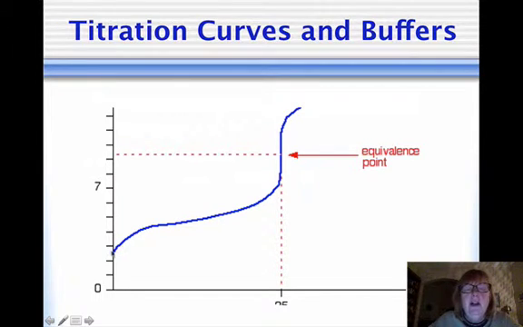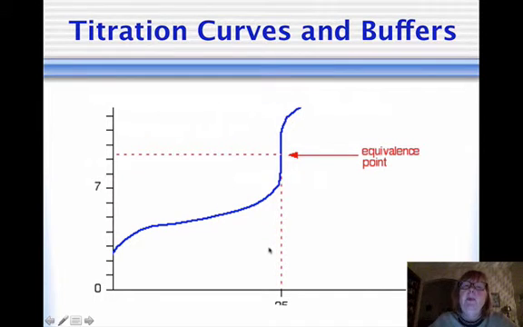And so if we started off with a weak acid down here, as we add base to it, we would be producing its conjugate base, and until we get to the equivalence point, we still have weak acid in solution, and now we're making its conjugate base. So this region in here, it's kind of flat. The pH is not changing much. This portion of the curve is a buffer.